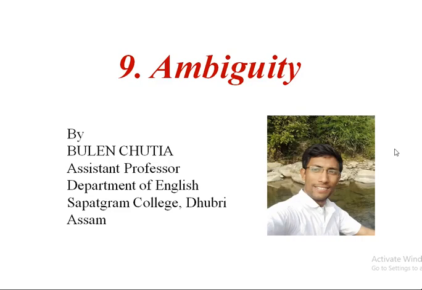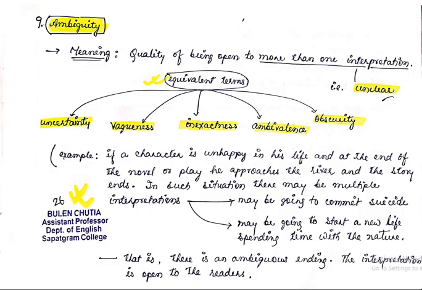Good morning, everyone. In today's class, we will discuss another important literary term. The term is ambiguity. Okay, let us start with the meaning of ambiguity. The meaning is the quality of being open to more than one interpretation, that is, having unclear meaning.